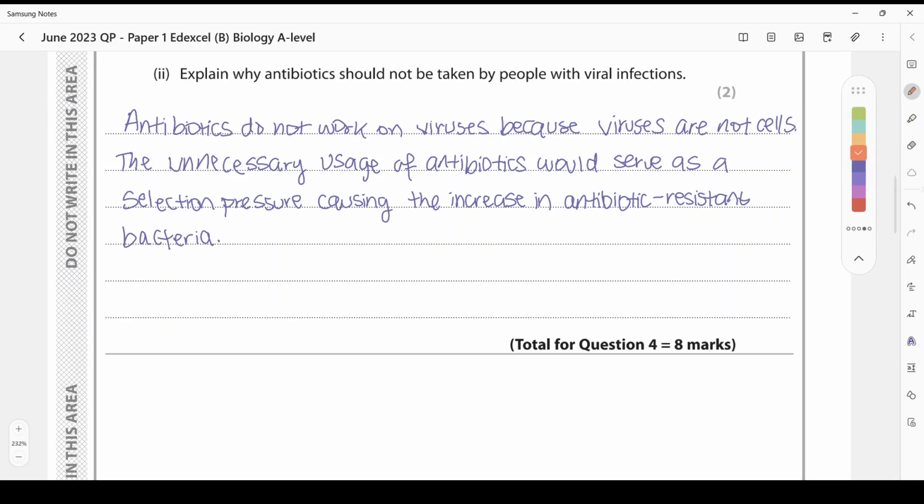So let's go over the marks. Antibiotics do not work on viruses because they are not cells or they are not living. And the second mark would be a selection pressure causing an increase in antibiotic resistant bacteria.